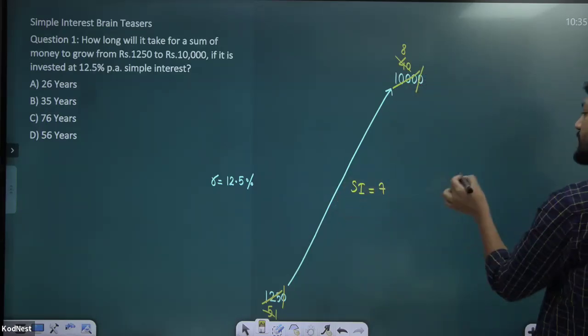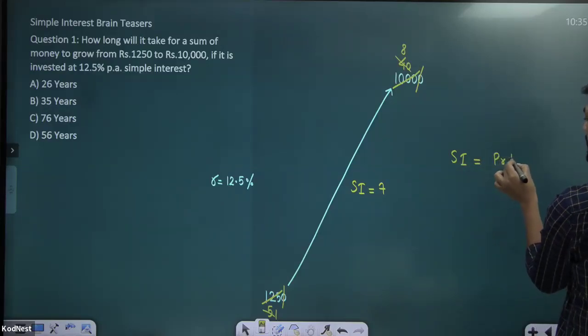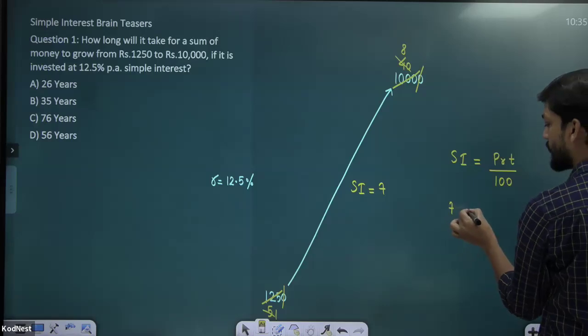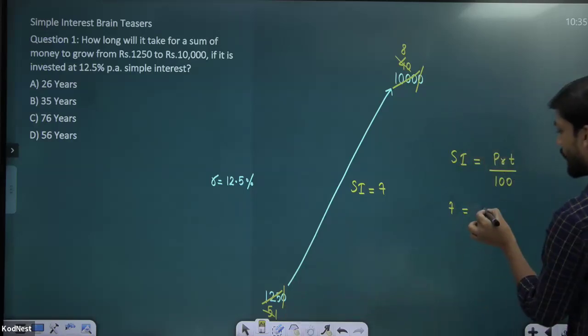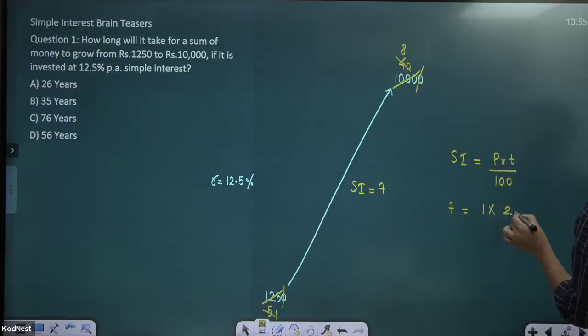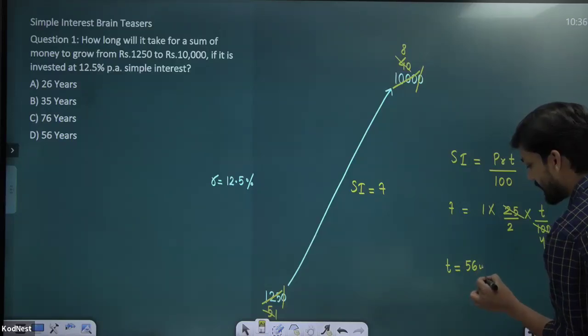Now this 7 rupees, I will apply the formula. PRT by 100. Simple interest, 7 rupees. Principal is 1 rupee. Rate of interest, 12.5, which I will always write as 25 by 2. Time is unknown, divided by 100. This is what we have to solve. So 25 into 4, 4 to 8, 7, 56. So 56 years.